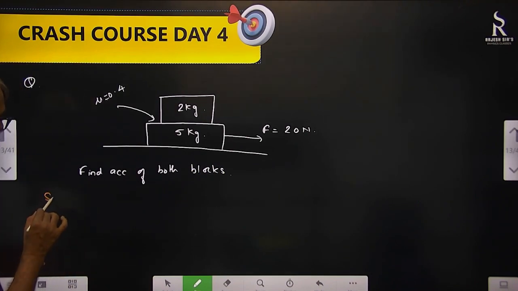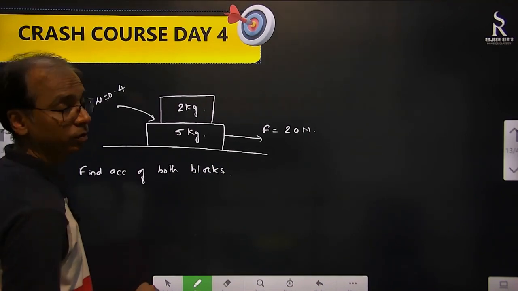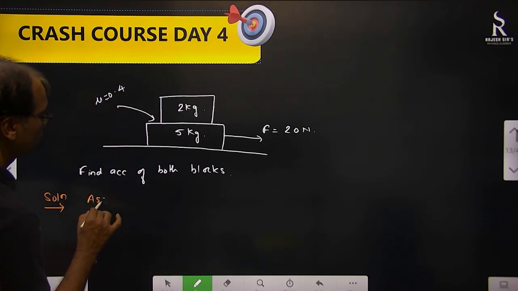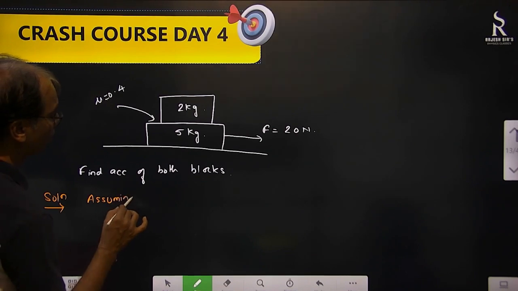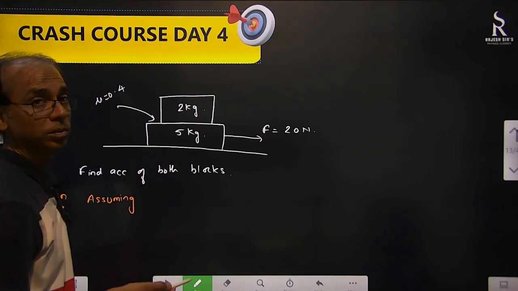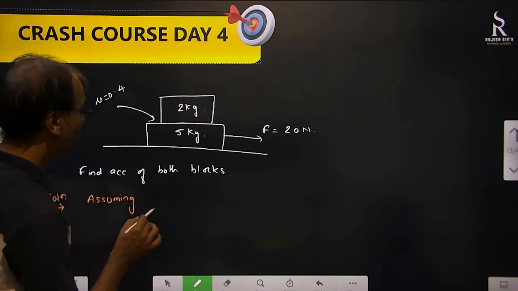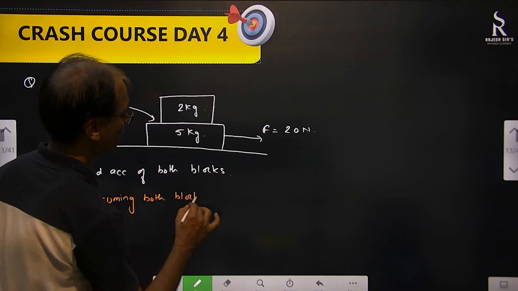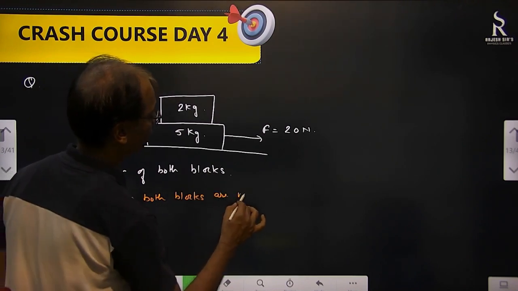So solution, when we start, we assume that both are going to move together. Okay, assume. That means we have to prove whether they are going to move together or they are moving separately. So first we are assuming both blocks are moving together.